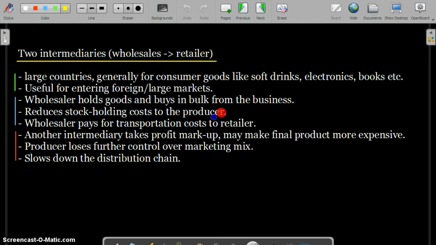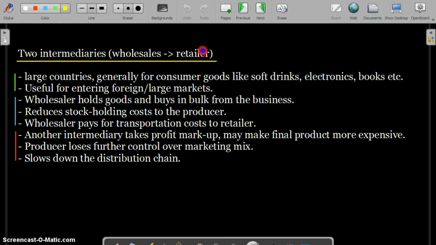It also reduces the stock holding cost to the producer, as you don't have to stock up the goods and all.